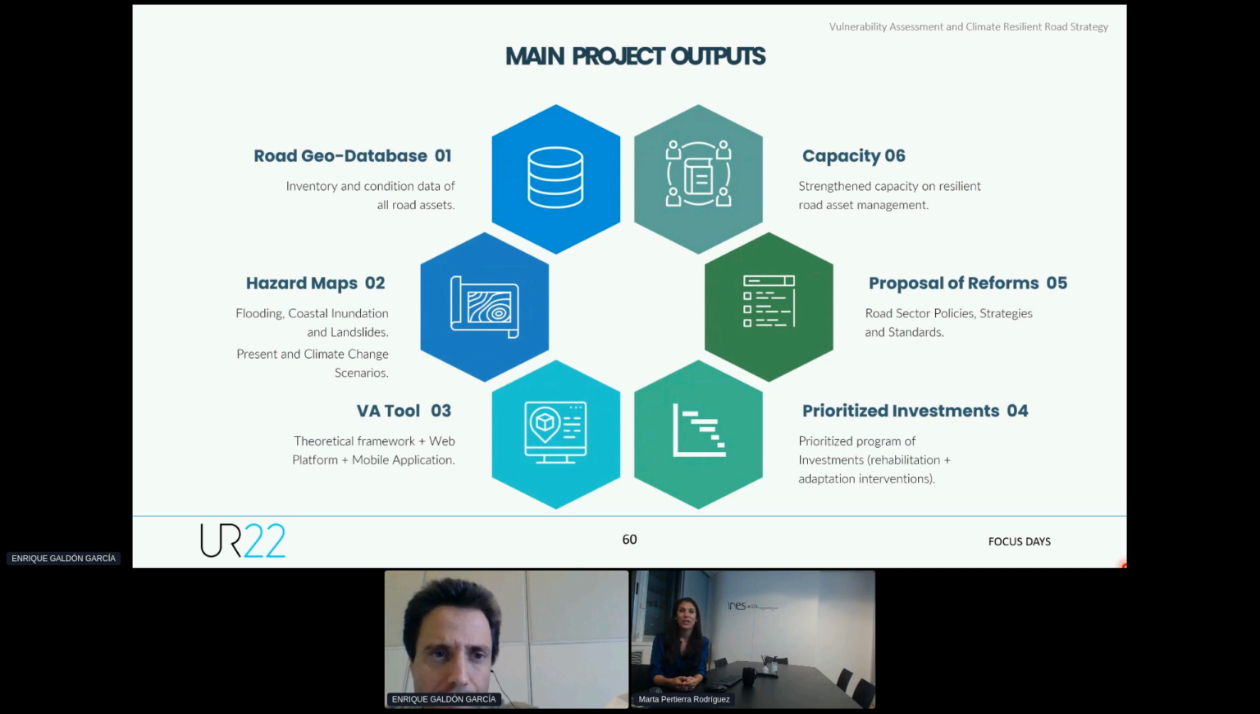Okay, as main project outputs, the first one is a road geodatabase. Sometimes we think this is not important, but from our point of view, it is one of the most important things. A lot of countries do not yet have data in an organized, structured way, not only of their assets, but also of their events, like hazard events and failures of the assets.